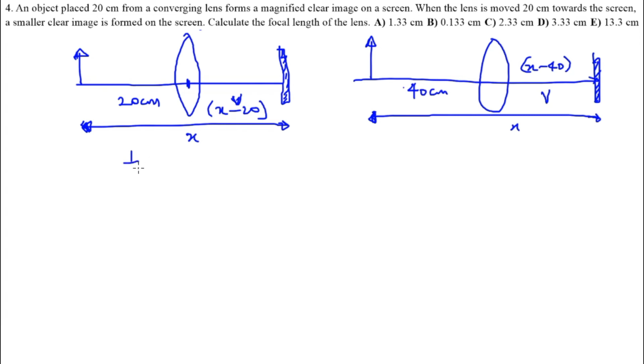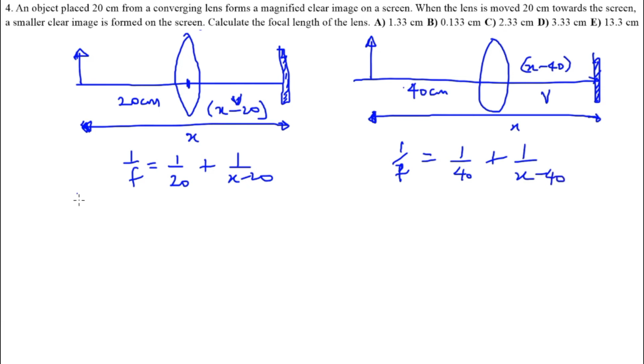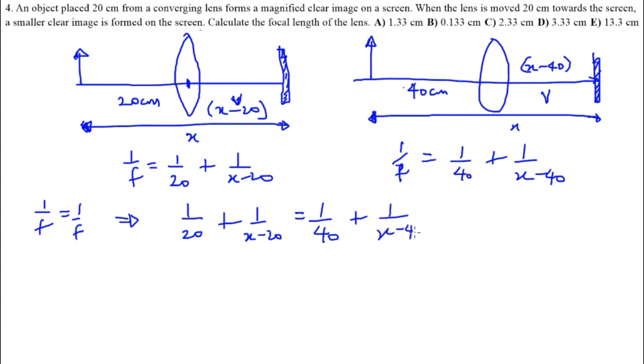So it will mean that 1 over f for the first scenario is equal to 1 over u, which is 20, plus 1 over v, which is x minus 20. And of course, in the second scenario, I will have 1 over f to be 1 over 40 plus 1 over x minus 40. So I can actually say that 1 over f is equal to 1 over f because I'm dealing with the same kind of lens. That means 1 over 20 plus 1 over x minus 20 is supposed to be equal to 1 over 40 plus 1 over x minus 40.